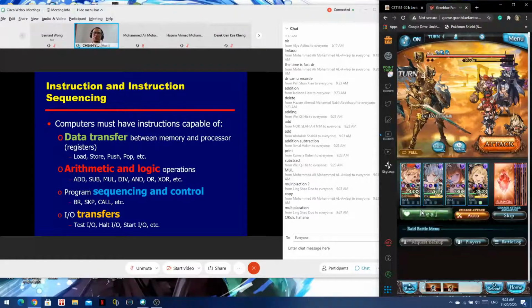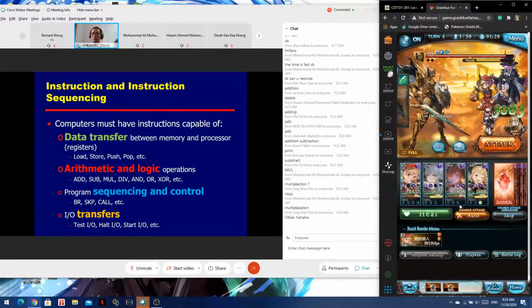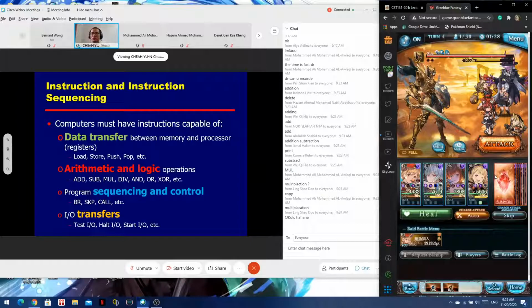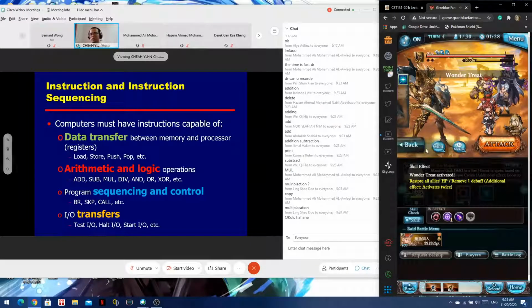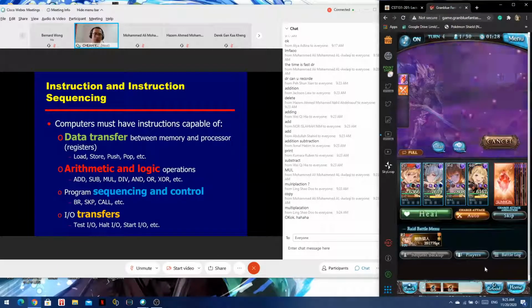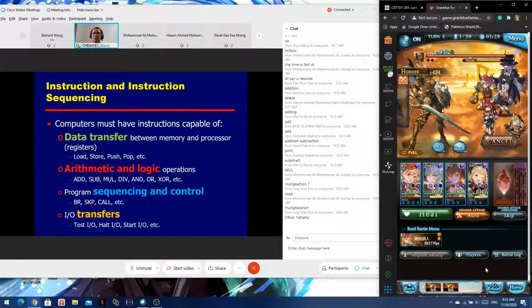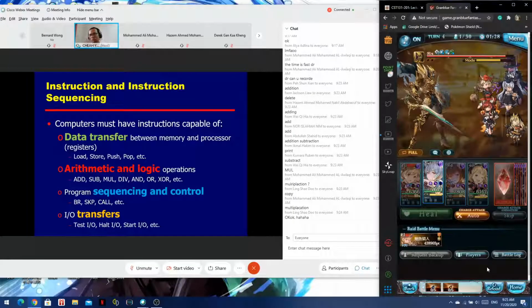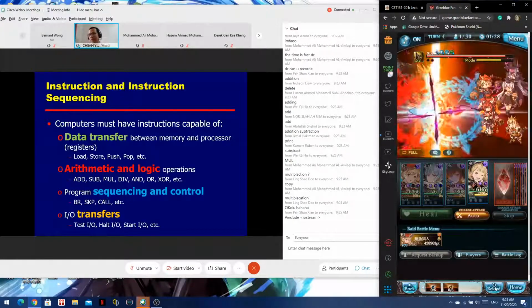So we basically do data transfer, like just now loading and storing. That's between the memory and the processor. We also have arithmetic and logic operations: addition, subtraction, multiplication. Some of those that you mentioned in the chat box just now are valid. Then you also have sequencing and control instructions like branching, skipping, calling. And you also have I/O transfers, like testing a particular I/O, testing the printer, starting an I/O, or halting an I/O. Those are processor related regarding the I/O.